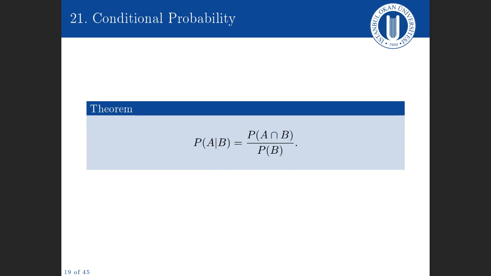And we have a nice formula for calculating this. The probability of A given B is the probability that A and B both occur, so the probability of A intersection B, divided by the probability that B occurs.